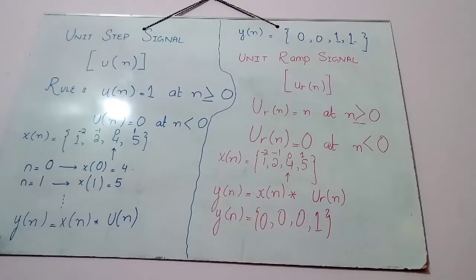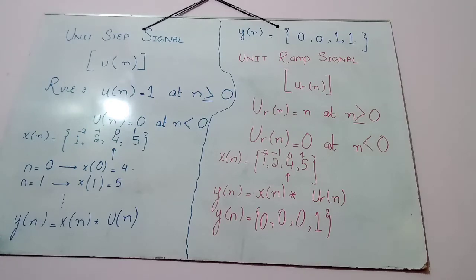Taking another example of a discrete time signal, which is the unit step signal, and we are going to represent it like u[n]. u[n] is equal to 1 when n is greater than or equal to 0, and u[n] is going to be 0 when n is less than 0. So taking an example of the x[n] signal, we are having 4 values 1, 2, 4 and 5, and at the value of 4 we are having the origin.